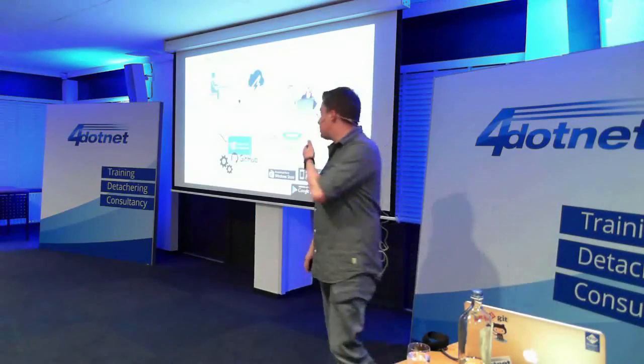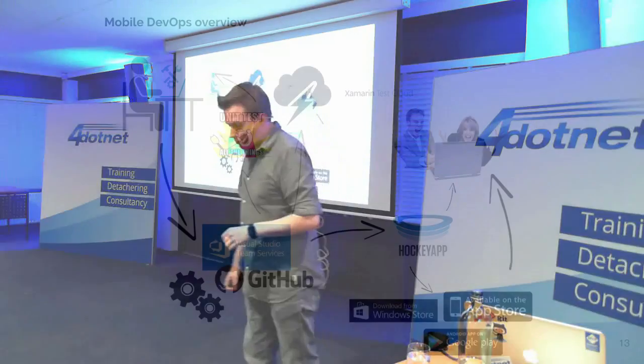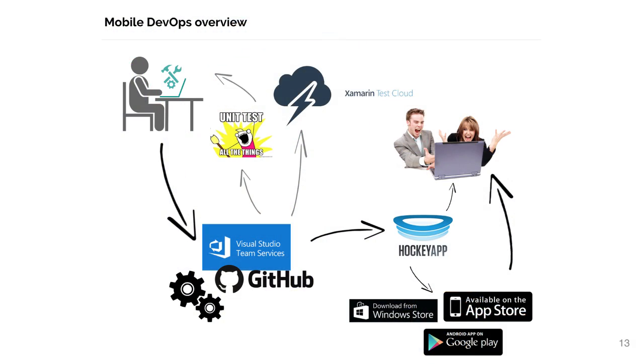So this is what it should look like eventually. There, on the left, you're the awesome developer, you're working, and you check your code in, or I have to say commit now because we're using Git, into VSTS or GitHub or whatever. And from there, you can automatically trigger your continuous integration, which can contain your unit tests, and it can also contain Xamarin Test Cloud, which might change.